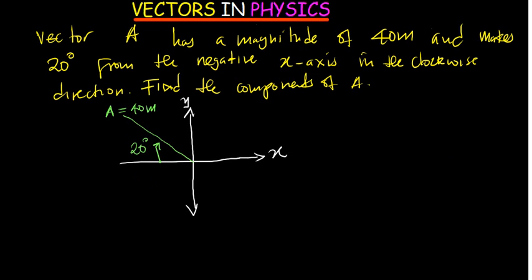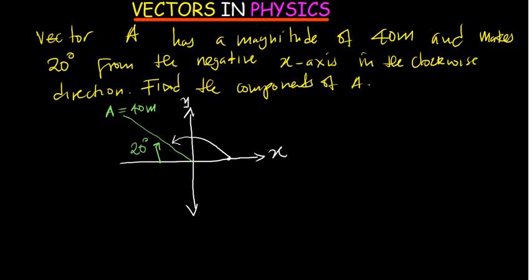Who can tell us how we can find this angle from where x is to where the vector is? How can we find that angle? Okay, good. Very good. So it will be 180 minus 20, since this is a straight line. Therefore, this angle is going to be 160 degrees.